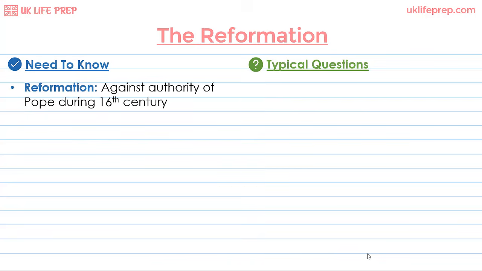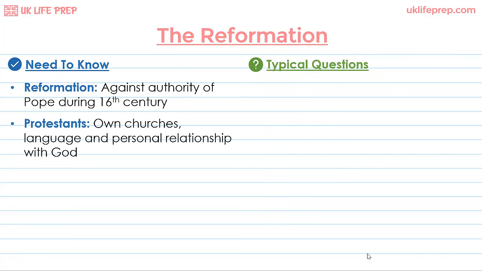At the same time when Henry VIII was cutting ties with the Church of Rome, a movement known as the Reformation was spreading across Europe, which was against the authority of the Pope and the ideas and practices of the Roman Catholic Church. A Christian group called the Protestants formed their own churches. They read the Bible in their own language and believed in the idea that a person's own relationship with God was more important than submitting to the authority of the Church.